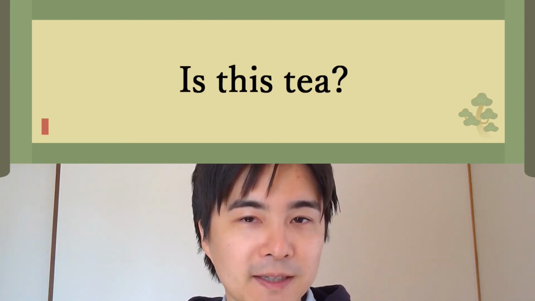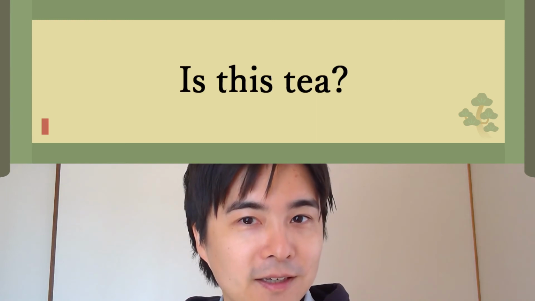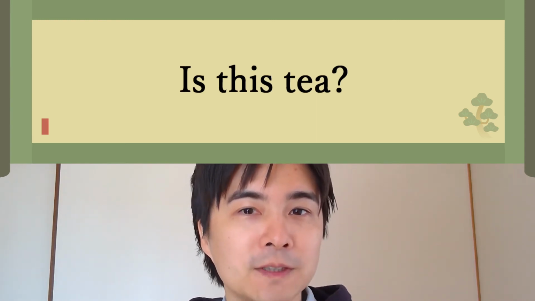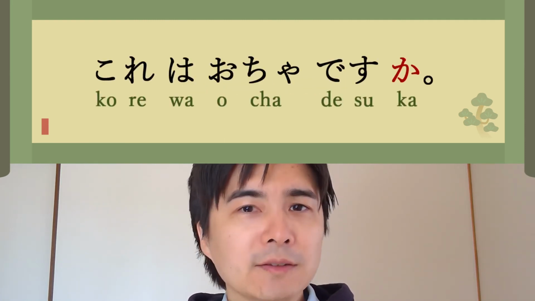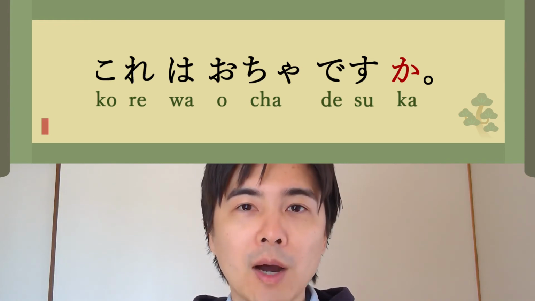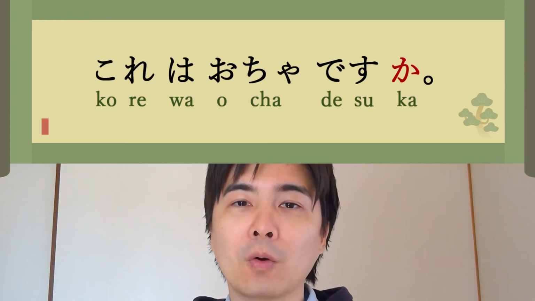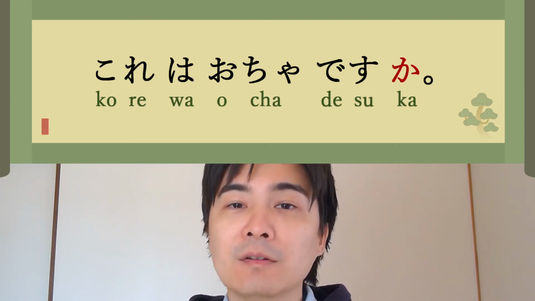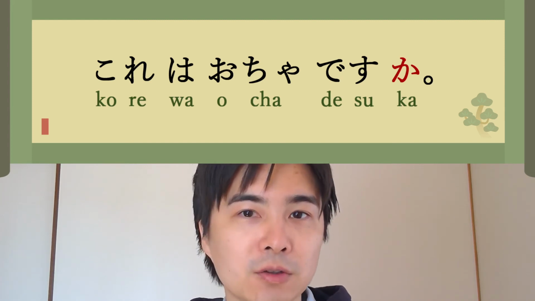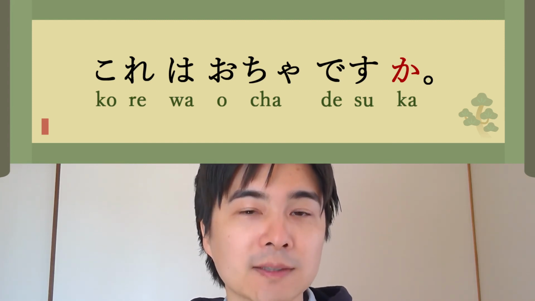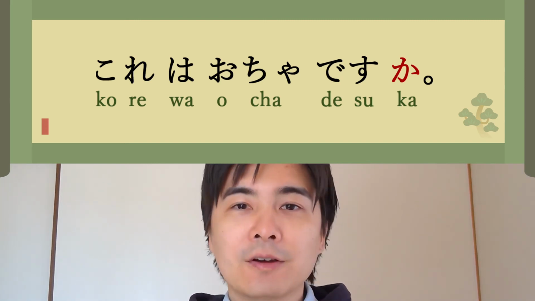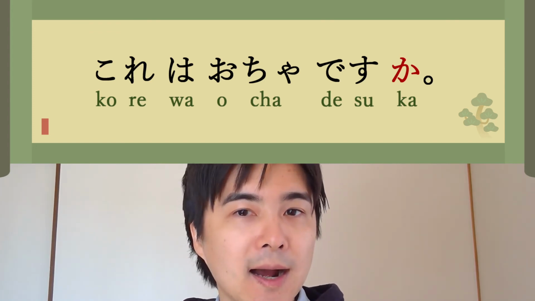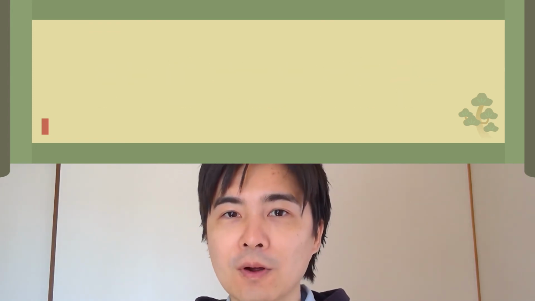Please translate this into Japanese. Is this tea? If you want to think for a while, please stop this video. The answer is これはお茶ですか?これ means this. お茶 is tea. When you want to ask a question in Japanese, you just need to put the question marking particle か at the end of the sentence. これはお茶ですか?